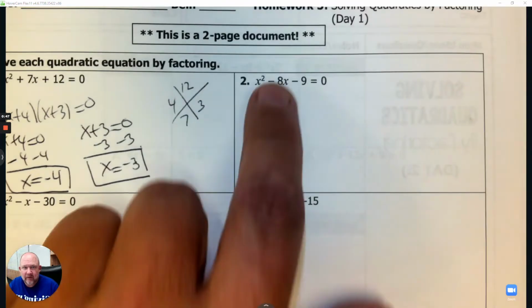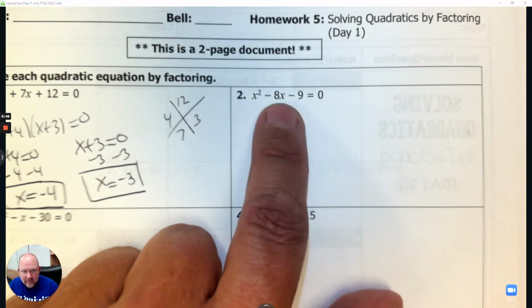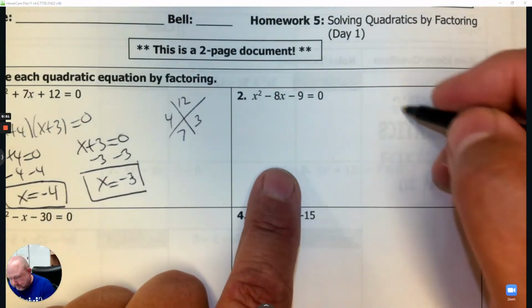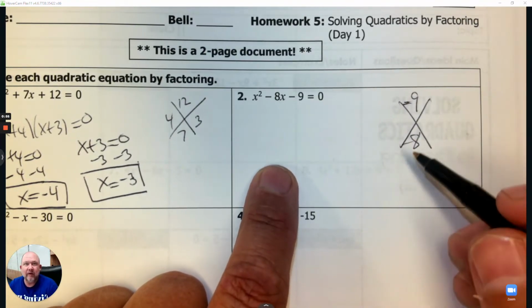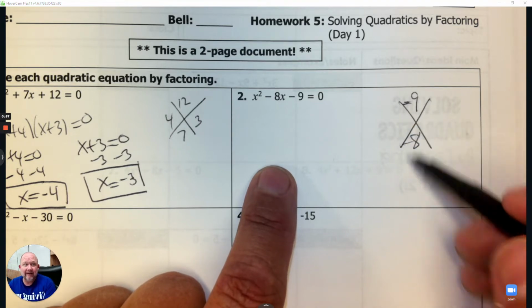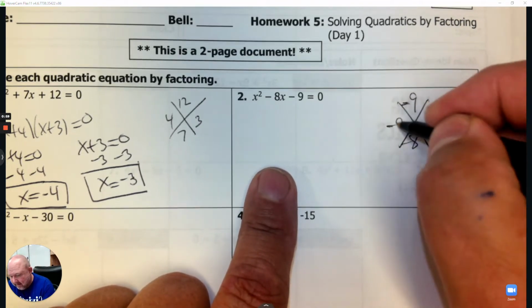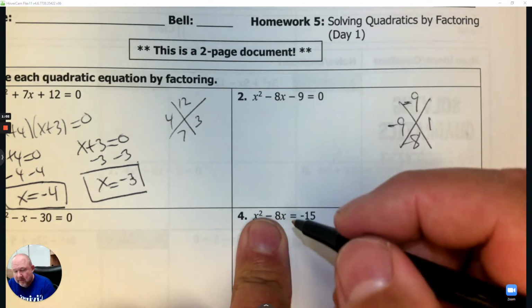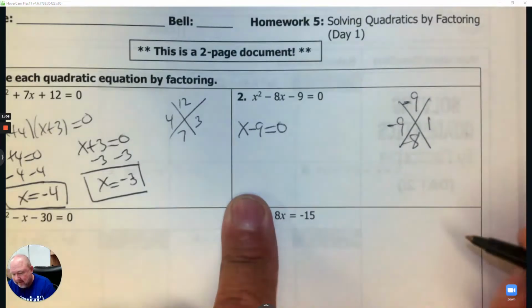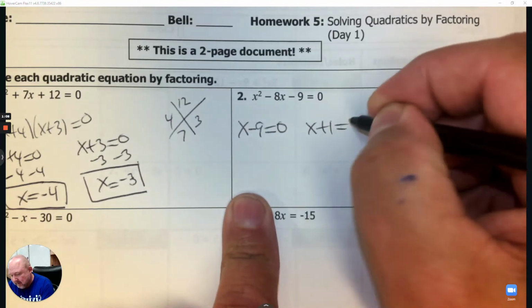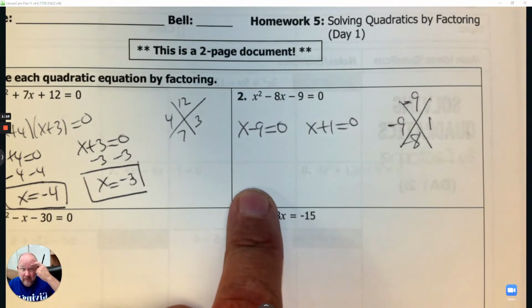Number 2, why don't you try it? Again, can you factor it? It's equal to 0. Find two numbers that multiply to negative 9 and add to negative 8. So it's negative 9 and positive 1. At this point, we can just write down the factor x minus 9 and make it equal to 0, x plus 1 and make it equal to 0, and then solve each one separately.